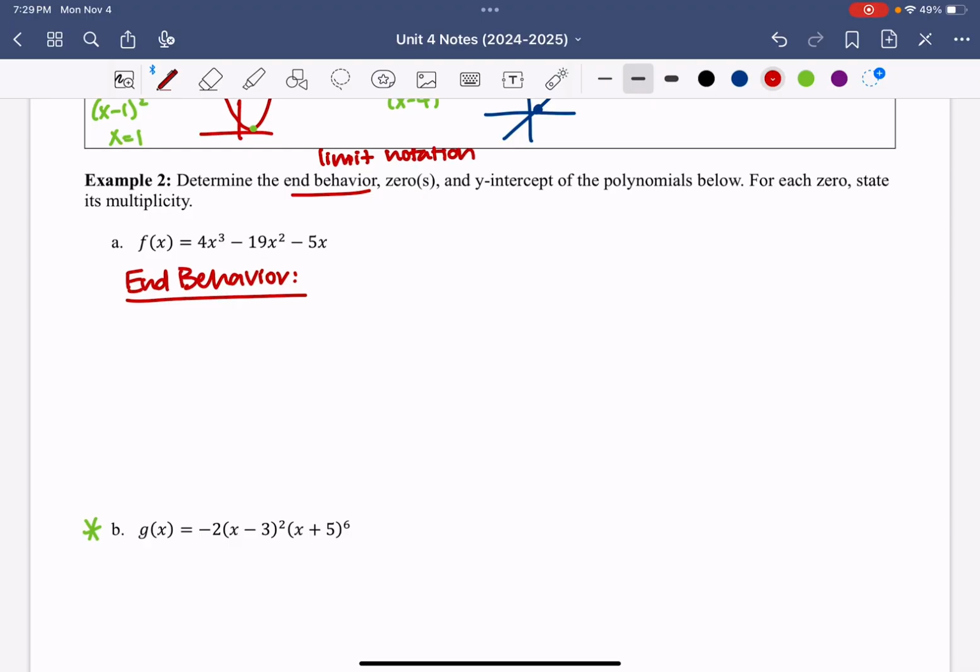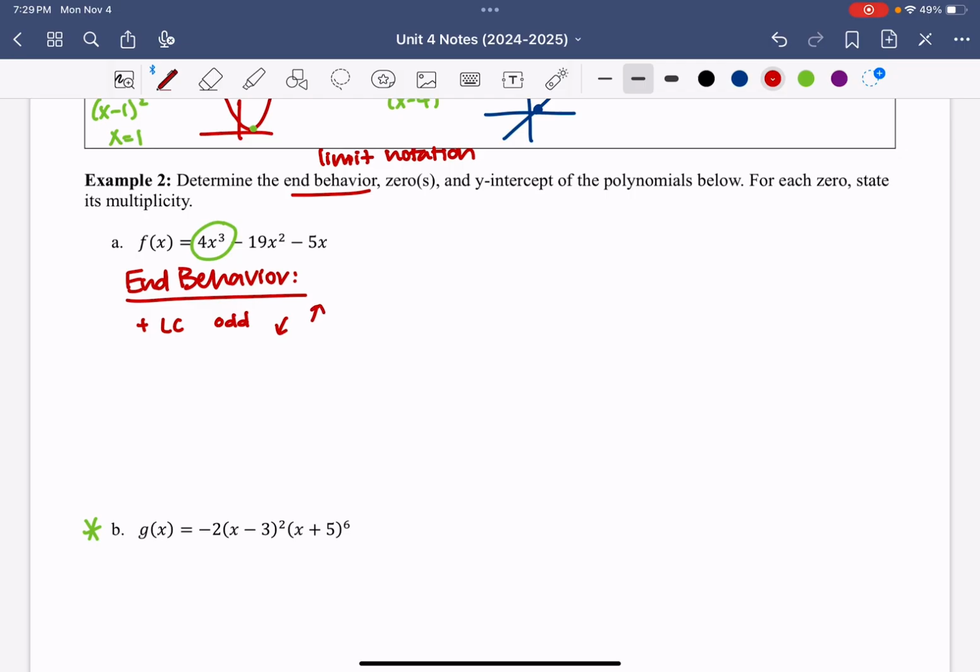So first, finding my leading term. My leading term is going to be 4x cubed. I see I have a positive leading coefficient, and this is an odd function. Okay, so I know that we're going to fall on the left, and we're going to rise on the right.